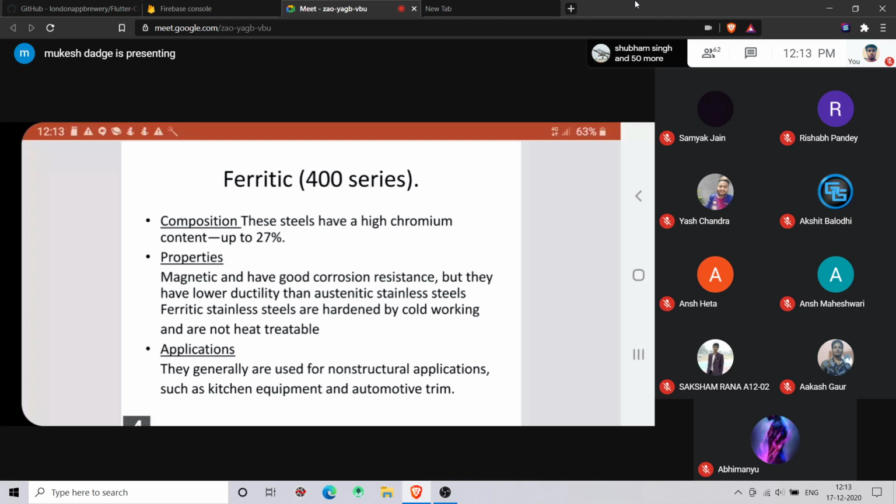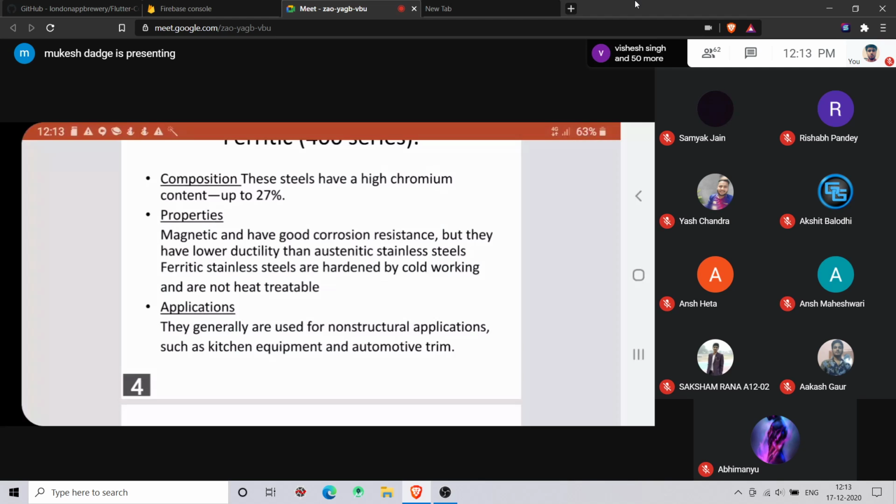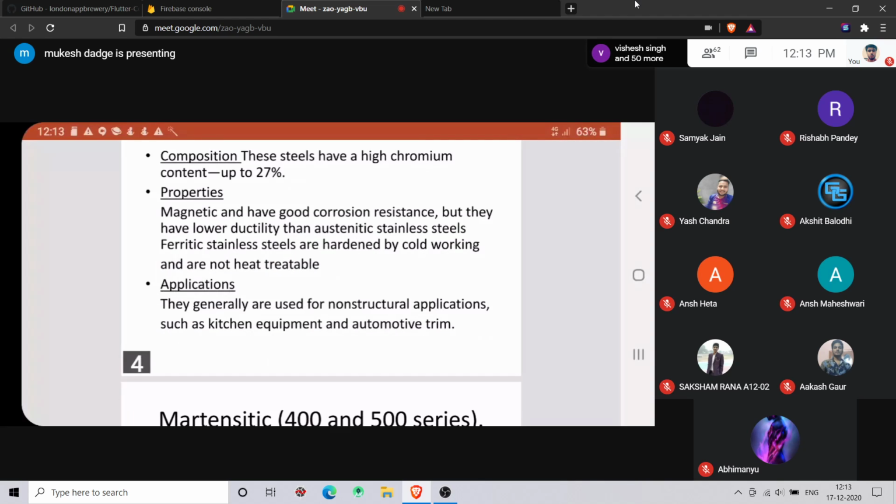They are generally used for non-structural applications such as kitchen equipment and automotive trims. Because in this you cannot heat treat, right? So you cannot get as per your requirement the toughness and hardness that you need, right? You cannot change the chemistry, right? So generally it is used for kitchen equipment and automotive trims.